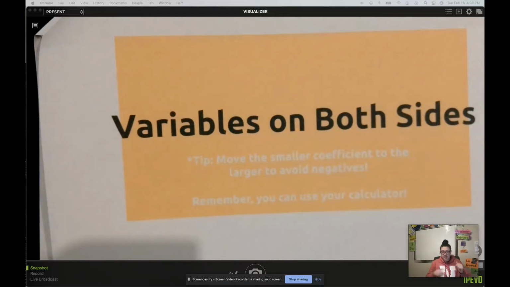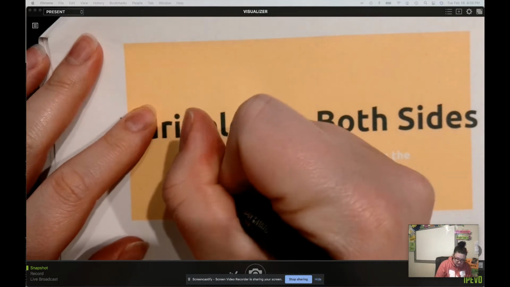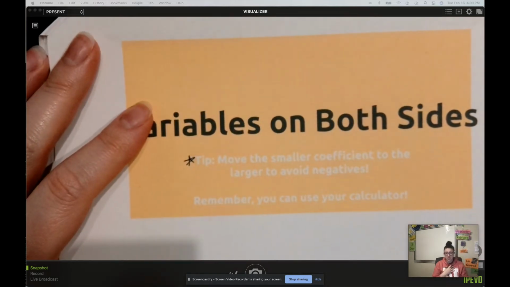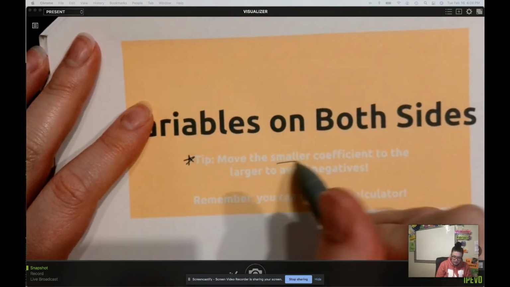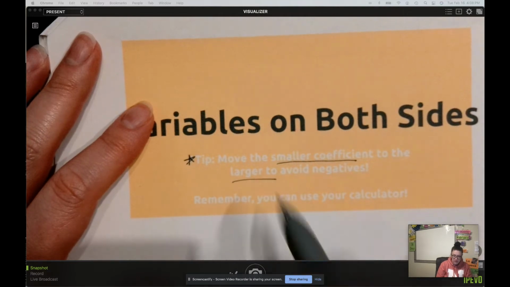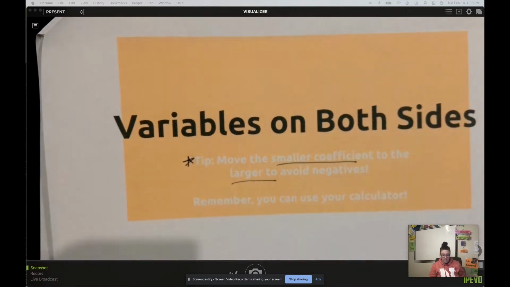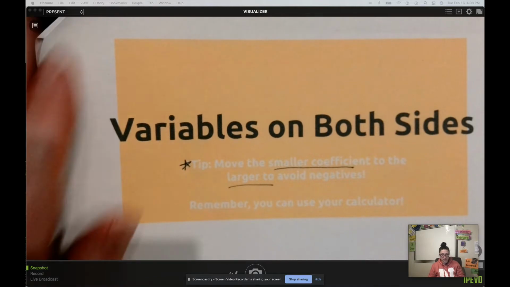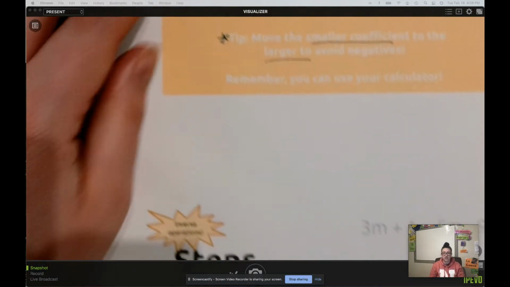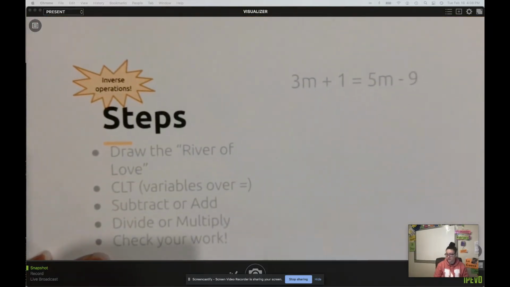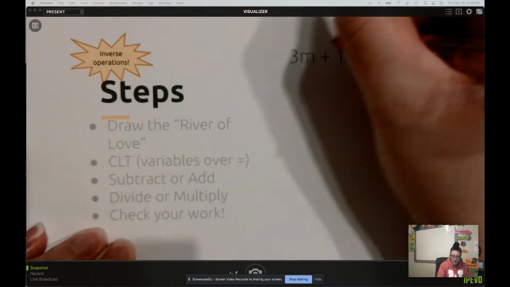Right, now let's get into solving these problems algebraically. Again, think back to this tip. I'm going to suggest when you're solving these problems to move the smaller coefficient to the larger first. Move the smaller variables to the larger one first. We're still going to start out drawing that river of love.